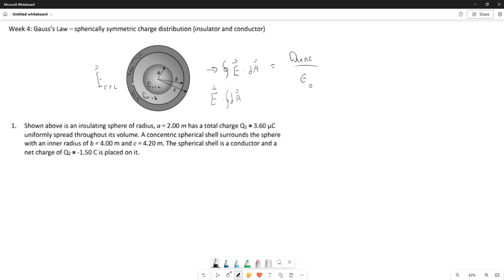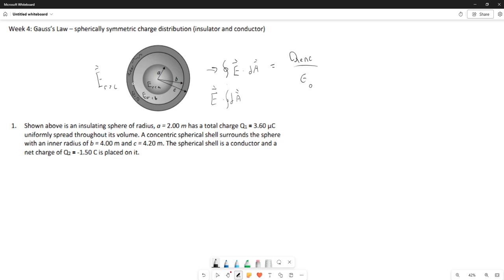And then in between, in the shell, it's when the radius is in between B and C. And then outside the whole system, the electric field is a function of the radius. Well, the radius in this case is greater than the outer radius of the shell, which is C. So what we want to solve for this problem is get the electric field for each section of this object.